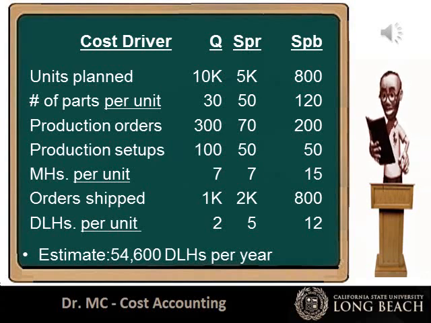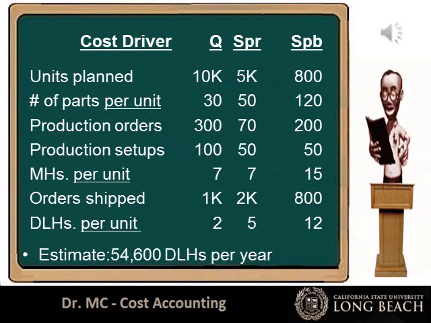It takes 300 production orders to make the entire quality line of products. It takes 70 production orders to make the entire superior line of products. It takes 200 production orders to make all of the superb units. The production of all of the products requires 570 production orders. It takes 100 production setups to make the entire quality line of products.